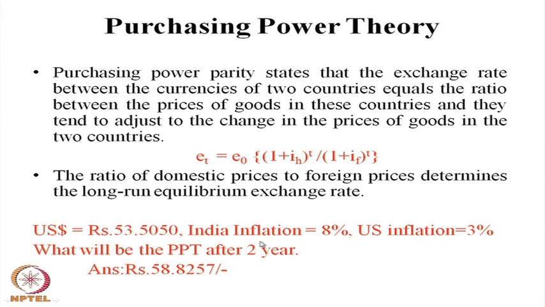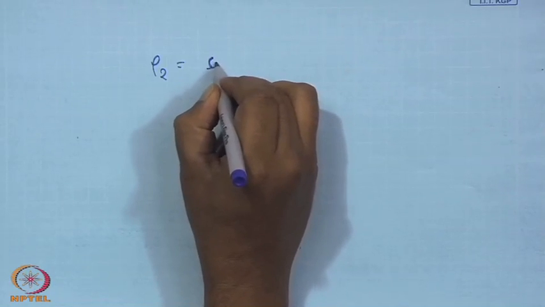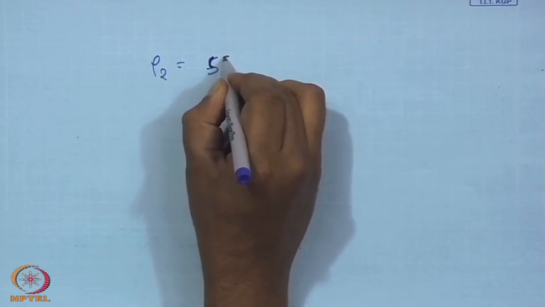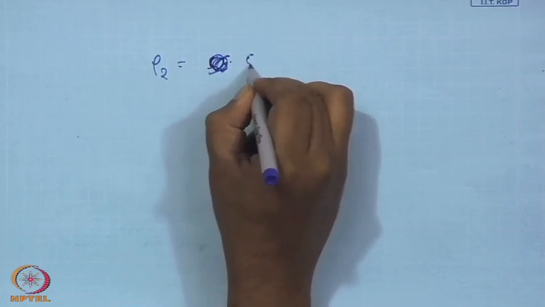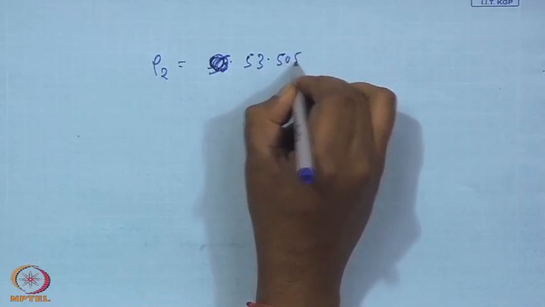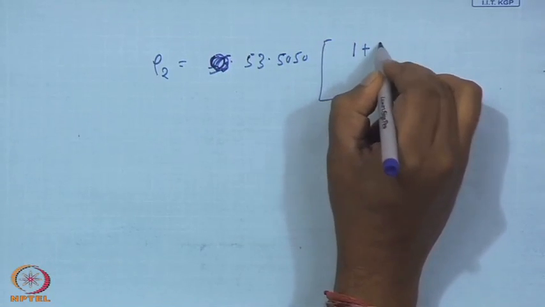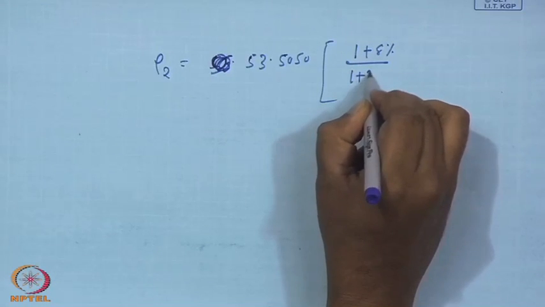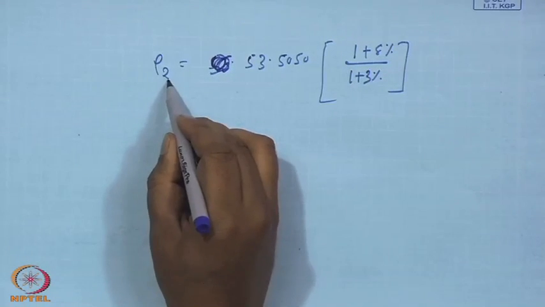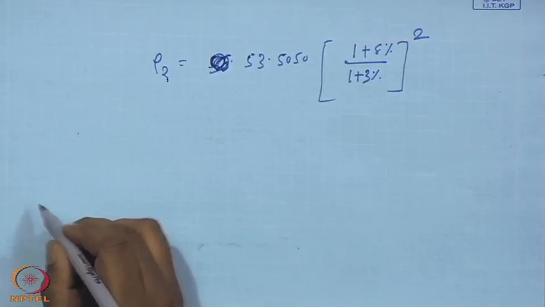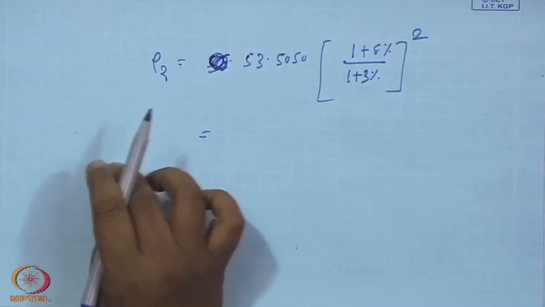So, suppose in this example the US dollar is 53.50, Indian inflation is 8%, US inflation is 3%. What will be the purchasing power parity rate after 2 years? Here, same thing, after 2 years E2 will be the current spot 53.5050, Indian inflation 8%, US inflation 3%, and we want to know the equilibrium exchange rate after 2 years, to the power 2. That will give you the purchasing power parity rate after 2 years.